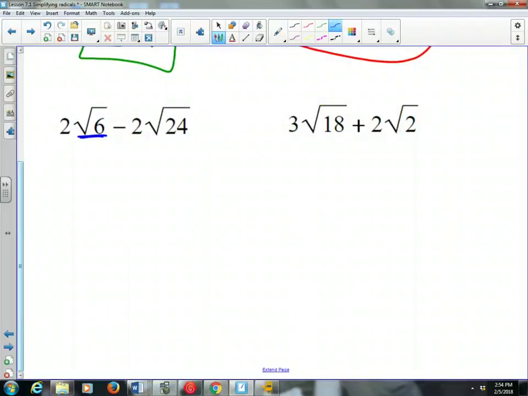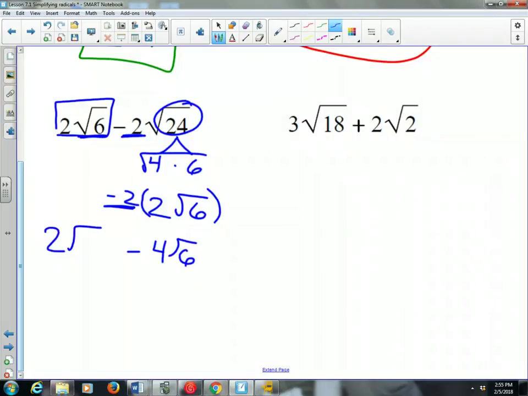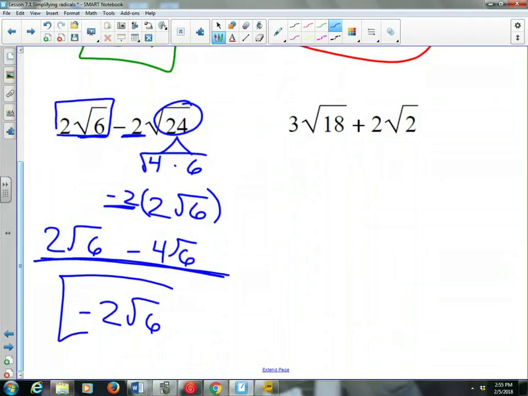Root 6, you're fully reduced. However, root 24, you are not fully reduced. You can break up into 4 times 6. And the square root of 4 is 2. So you have this 2 root 6 is the same thing as root 24, and it's multiplied by a negative 2. This negative 2 right here is times root 24, so this negative 2 is times 2 root 6. Which means you get a negative 4 square root 6. And now you still have this first term. Now it's 2 root 6 minus 4 root 6. Now your radicals are exactly the same, so you could add their coefficients. 2 minus 4 is a negative 2 square root 6.